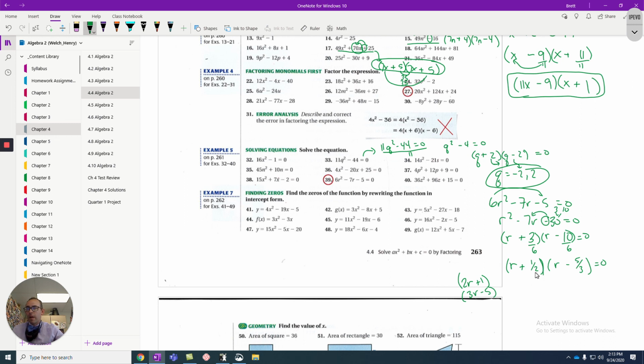But remember, my goal is to actually pull the numbers out. And since r's not with that one, like r is separated from the 1/2 right now, it's actually the best time to pull it out. I would get the opposite of a positive 1/2 and the opposite of a negative 5/3. And those would be our two values. Really neat way of getting through that.